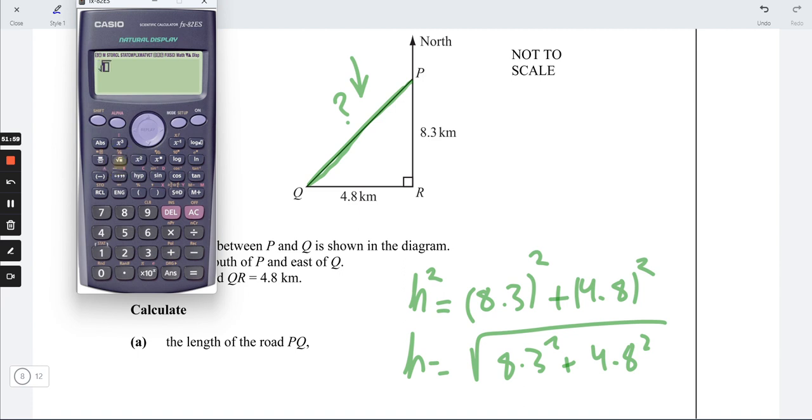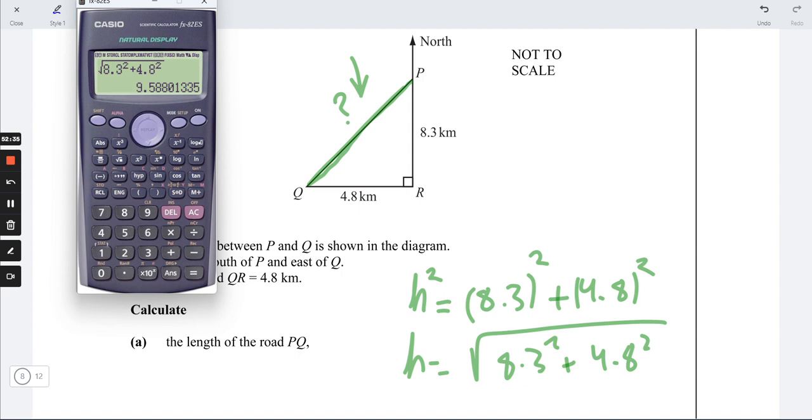Under the square root, 8.3 squared plus 4.8 squared will give us 9.588, and in this case you should round it to 3 significant figures.